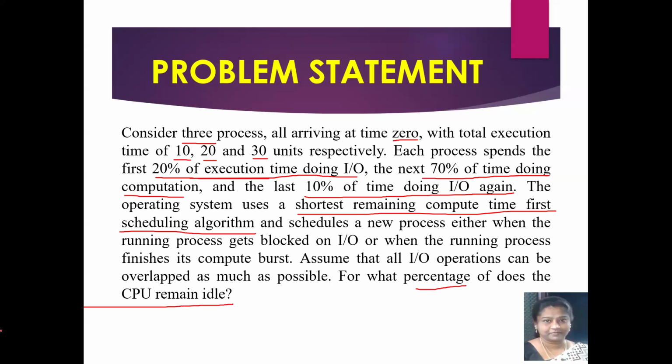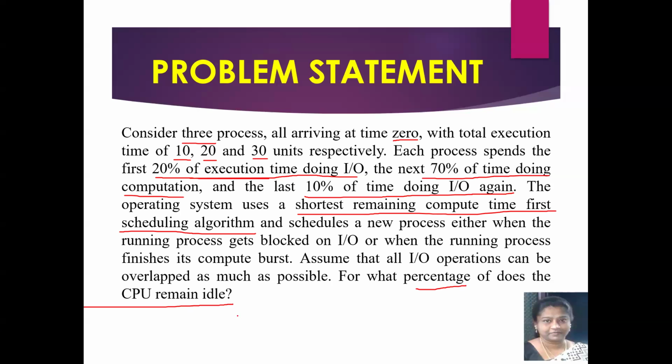We are given three processes. Their execution time is given, and the order in which the CPU burst and I/O burst occur is also mentioned. The scheduling algorithm is given as SRTF, and the question being asked is to compute the percentage of the CPU's idle time. Now let's move into the problem solution.